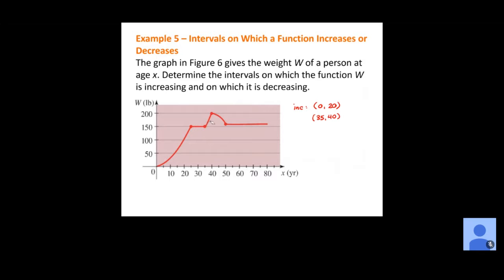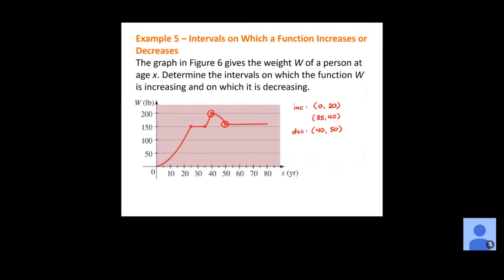Now, those are the only two intervals where this graph is going up, where it's increasing. So now let's look at decreasing. Well, I only see one interval where the graph is actually going down from left to right, and that's from this point here to this point right here. So we said that the first point is at 40, so we're going to have a decreasing interval from 40, and then it's going to decrease all the way to this next point, which is at 50. And that's our only decreasing interval.